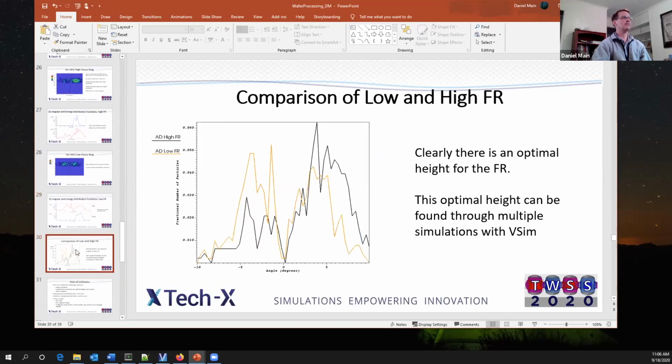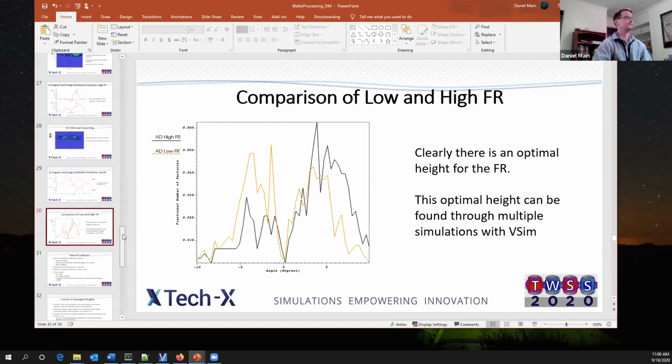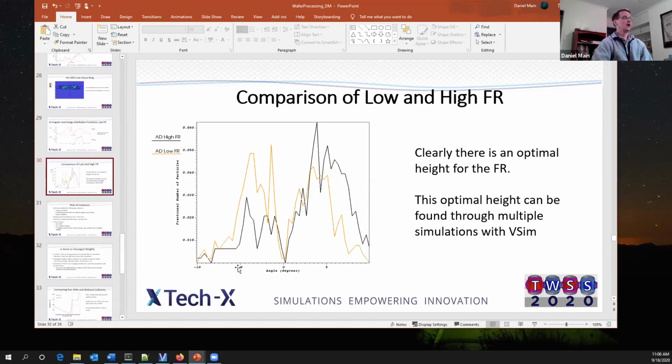And then I plotted them on top of each other. The low focus ring is, I guess, the green, and the high focus ring is the black. So my conclusion here is clearly there's an optimal height for the focus ring, and you could use VSim to model that, especially with much more complex geometries and dielectrics that you include. So one of the things that I see, obviously, is nothing's really coming in at 0 degrees, or exactly 0. It's close. You know, this is a few degrees here.